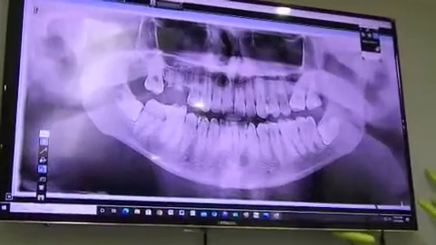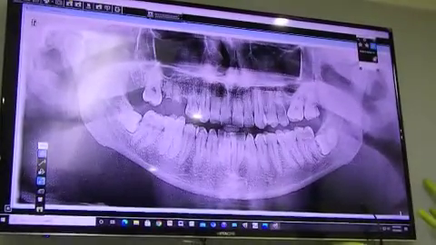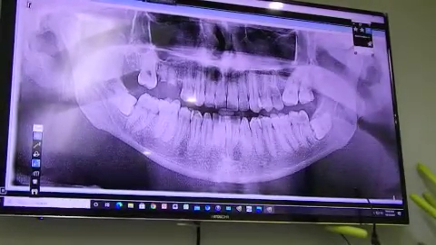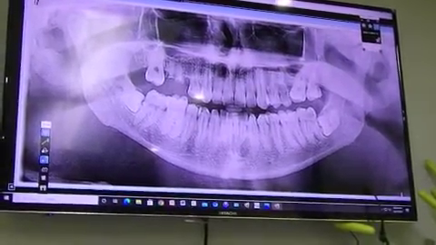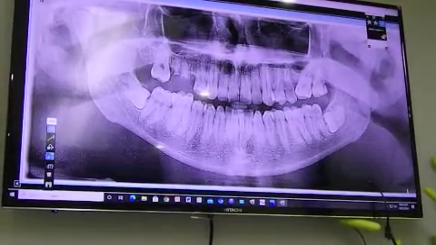Then we move on to our other structures. We're able to see the teeth themselves, what their conditions are, if there's any infections. We're able to see how much bone is around the teeth as well, if there's any cavities, and if any teeth need to be extracted immediately.